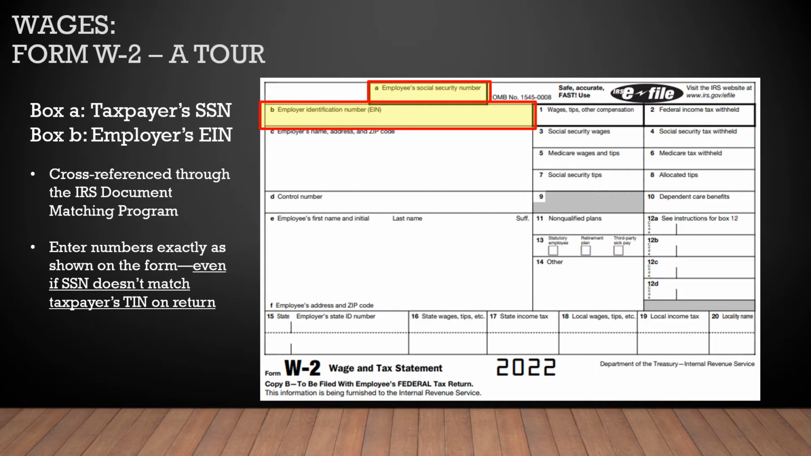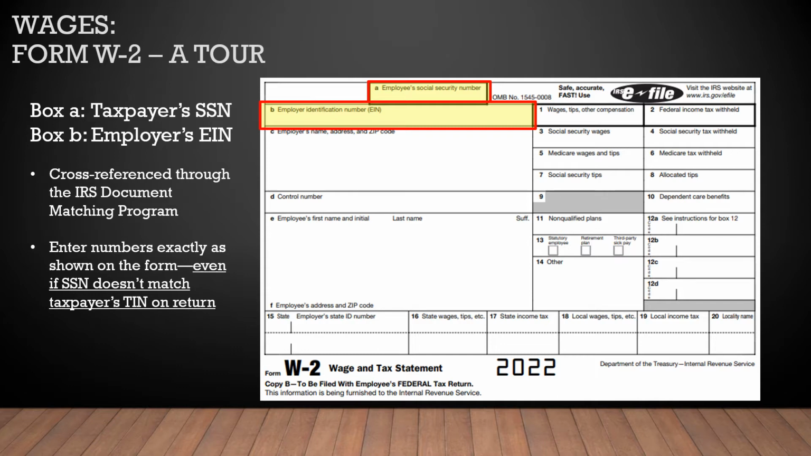Now, it's important to understand at the beginning of this that when we enter information into the return, or our taxpayers are entering their information into the return and we're guiding them, all of the information from the W-2 is reported exactly as it was reported on the W-2. And this includes box A with the taxpayer's Social Security number and box B with the employer's EIN, or employer identification number. This is really important because the documents are cross-referenced through the IRS document matching program.